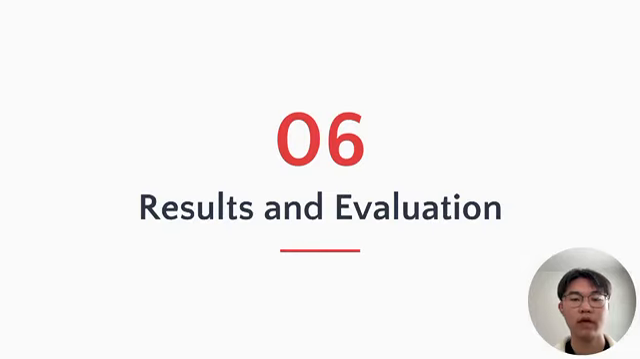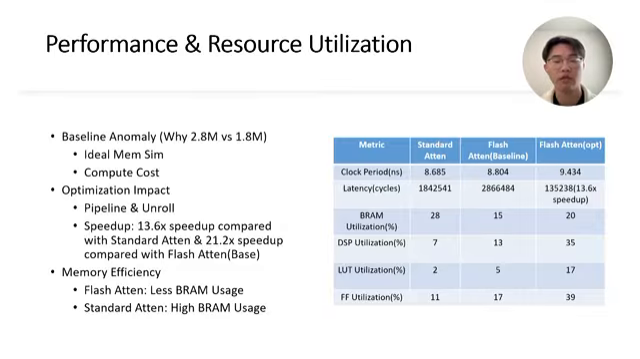Hi, I'm Wenbo. Next, I will present the performance and resource utilization results. For our design, both standard attention and FlashAttention match the float 32 golden reference within 1E-3 numerical tolerance, with no observed mismatches. One interesting observation is that the unoptimized FlashAttention baseline is actually slower than standard attention, with 2.86 million cycles versus 1.84 million. There are two main reasons.